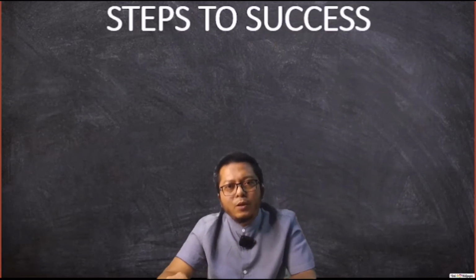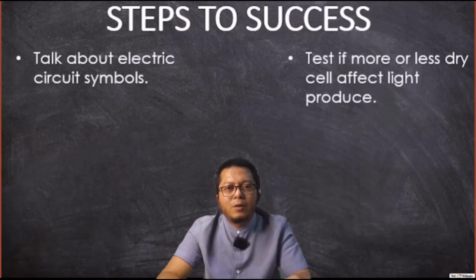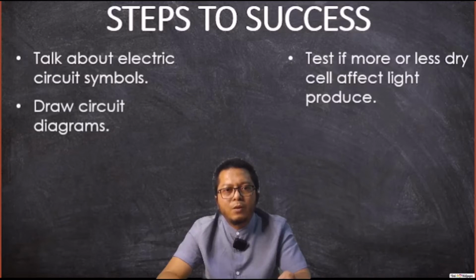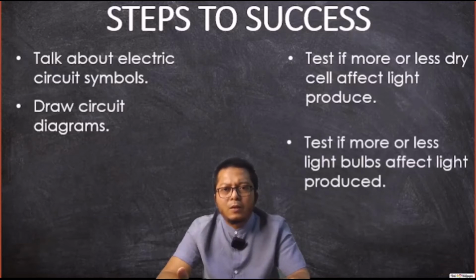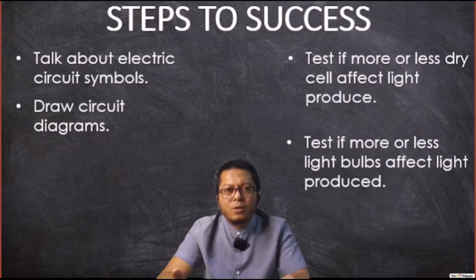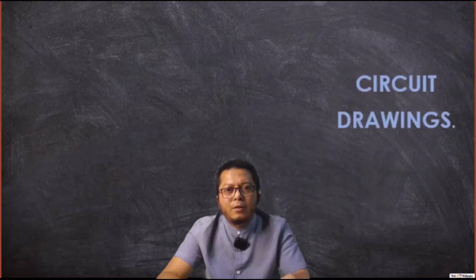Okay, what we need to do today is to talk about electric circuit symbols and test if more or less dry cells affect the light produced. Let's move on and then draw circuit diagrams too. We shall do this. And then we test if more or less light bulbs affect the light produced, and we also talk about that. Okay, let's move on to circuit drawings.